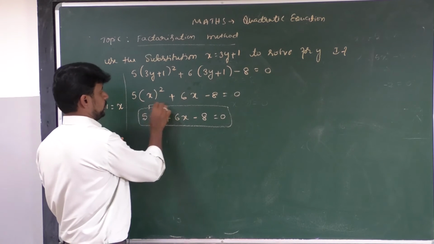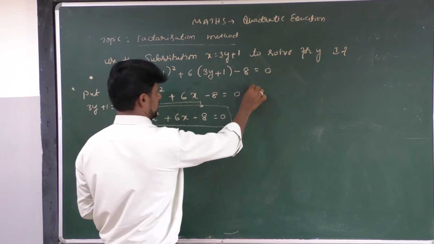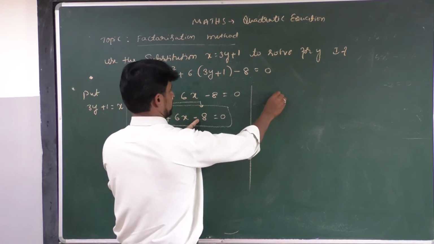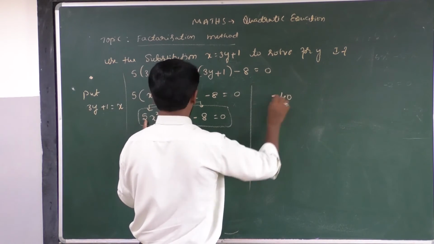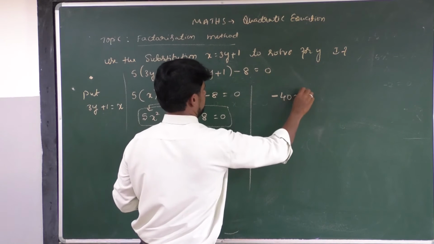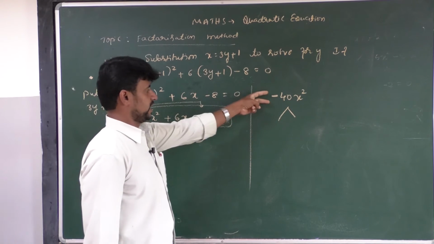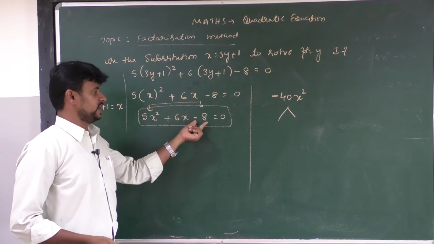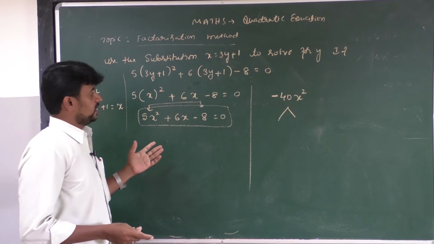So do the factorization. When we do the factorization, you have to multiply first one and last one. Plus into minus, minus. 8 5s are 40, into x square, 40x square. In which table will 40 come? But there should be a minus symbol. Here we have 5x square plus 6x minus 8 equal to 0. There, 40x square is there.